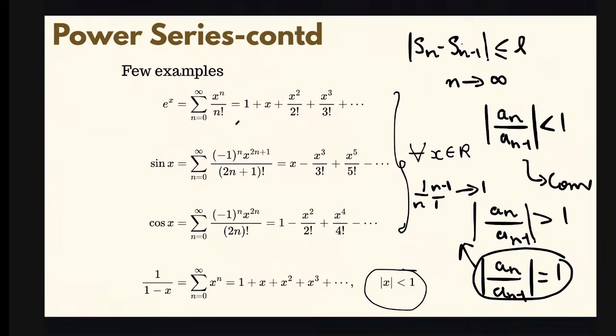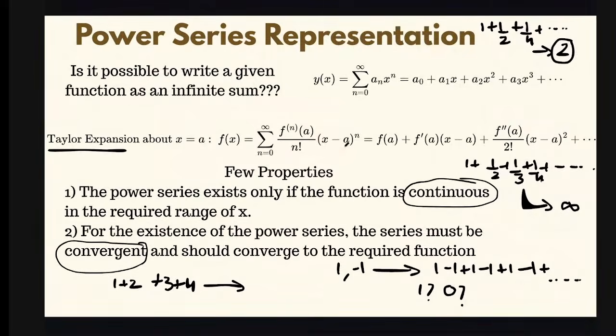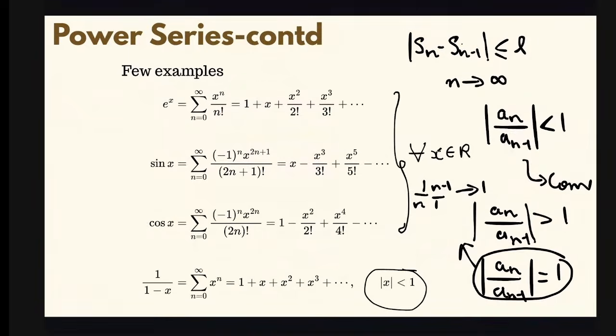And the radius of convergence differs. Over here, let's say we take a, it refers to the maximum value up till which the series is convergent, which I'll explain right now. Just give me a minute. So let's look at some examples over here.